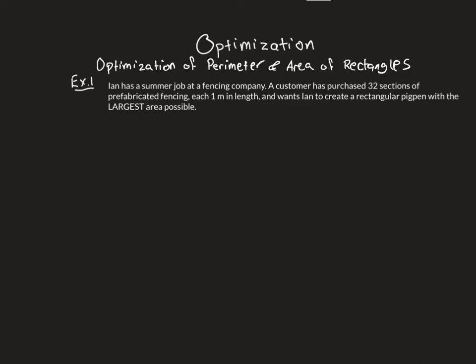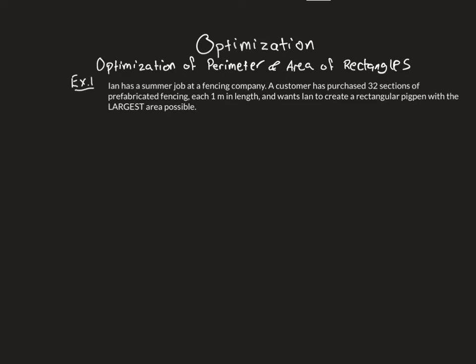So let's see what we are taking a look at in terms of one of our examples here. So Ian has a summer job at a fencing company. A customer has purchased 32 sections of prefabricated fencing. This is basically the wood that they cut down and made into wood pieces. Each are 1 meter in length, and the customer wants Ian to create a rectangular pig pen. So basically he's making a pig pen with this fencing with the largest area possible, meaning they want to fit as many pigs in there as possible.